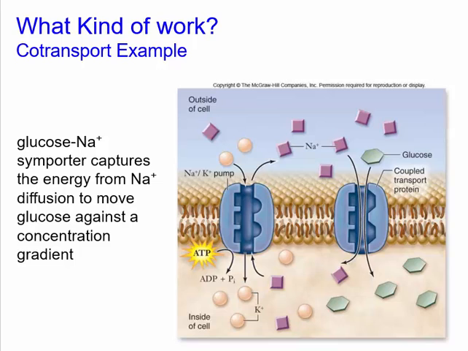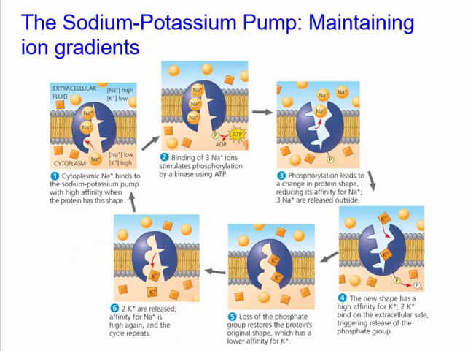We see that here in this example as well. So here's our sodium-potassium pump. We'll see it in a little more detail in a second. But here we see the high sodium outside of the cell, and we can use that concentration gradient. Sodium can help drive the movement of glucose against its concentration gradient from outside to the inside of this particular cell.